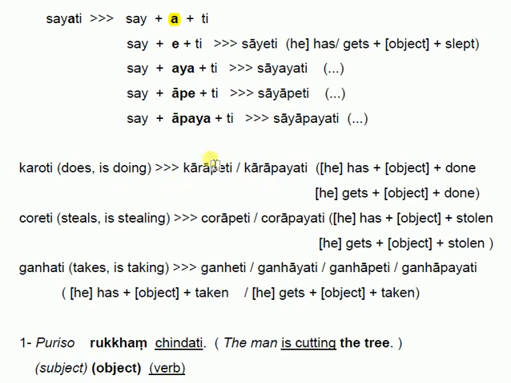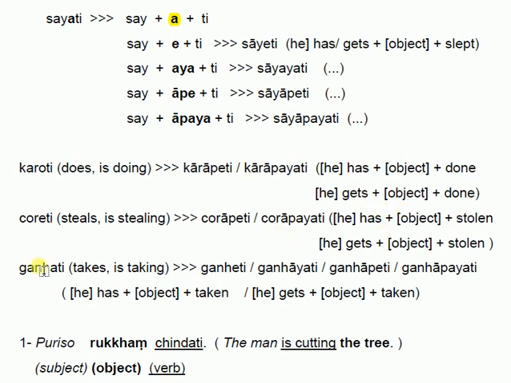Here is another example, karoti, doing, does or is doing. For karoti, because we remove this O, we only use these two: karapeti and karapayati. So he or she or they has plus object plus done, and he or she or they gets plus object plus done.